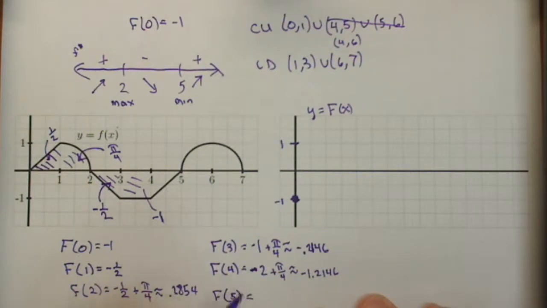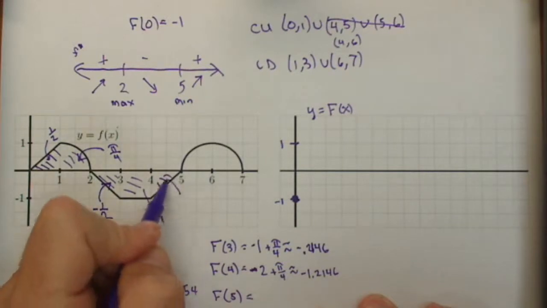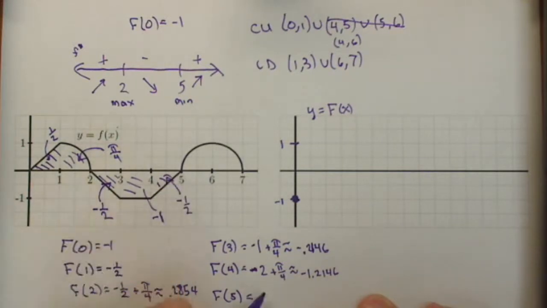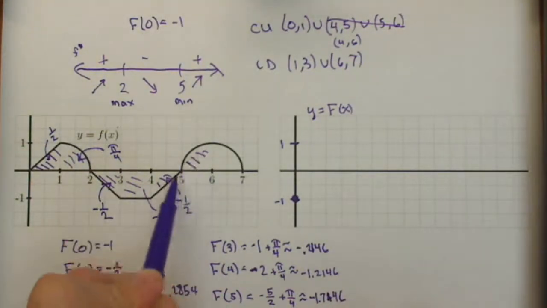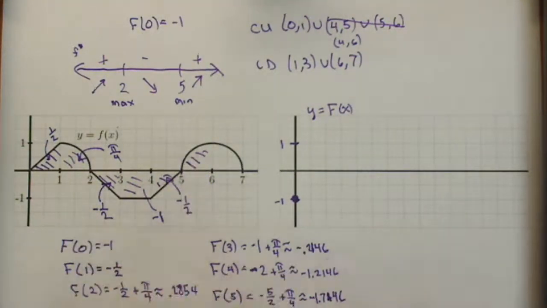f of 5. We are still moving in the negative direction. And again, this time it's by -1/2. So now we have -5/2 plus pi over 4, which as a decimal is -1.7146. So again, all we're doing is finding out how much we're moving between 5 and 6 to figure out how much our y value, or our function value, should increase or decrease.